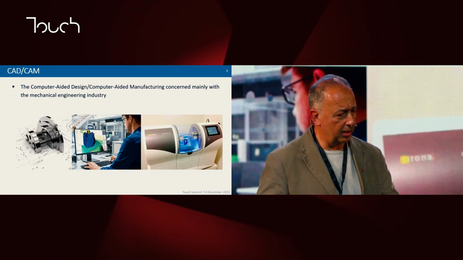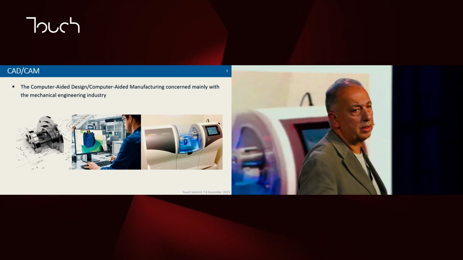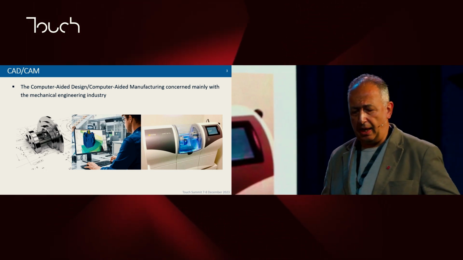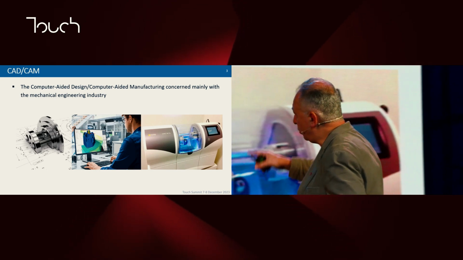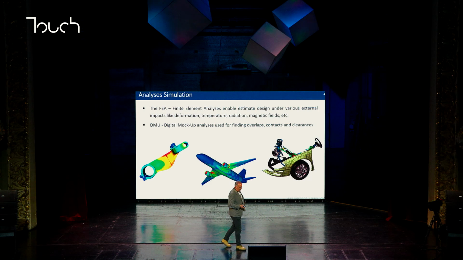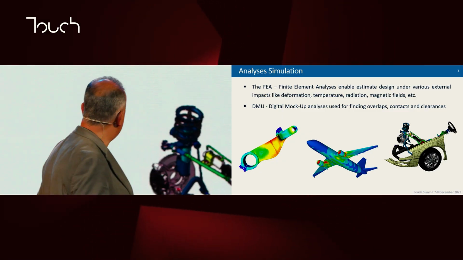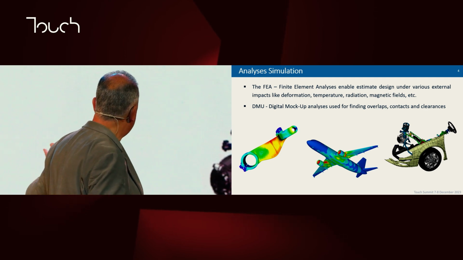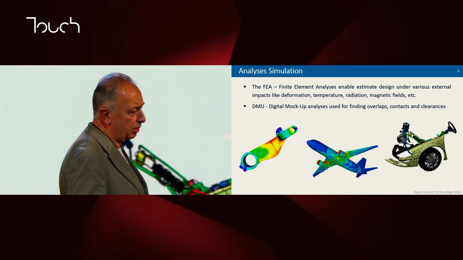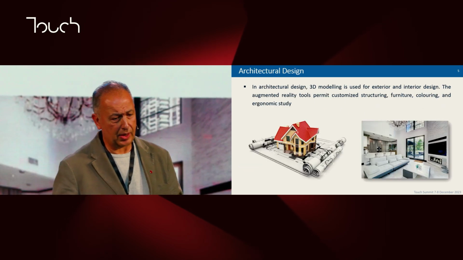And mechanical engineering, like CAD/CAM, computer-aided design, computer-aided manufacturing, from the generic design to the computer-aided design, and going to the CNC machine, which is the CAM. The analysis and simulation and finite element analysis methods on the left side, and the DMU, the digital mock-up analysis of integration, conflict checking, etc.